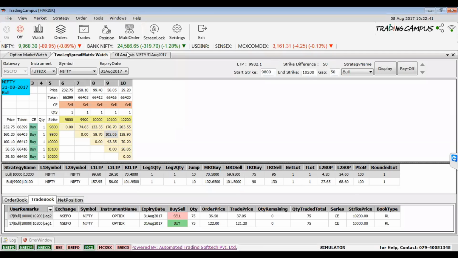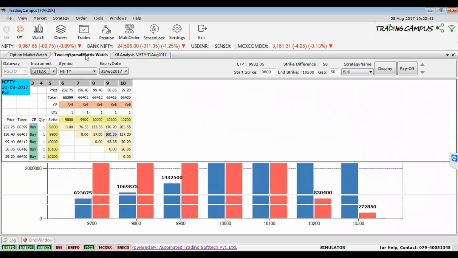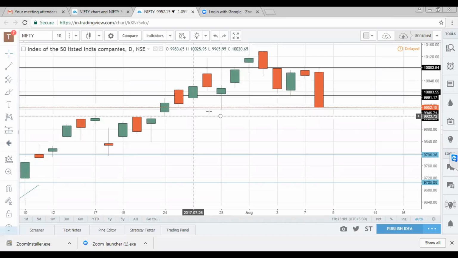Okay, so we have done a little bit of OI analysis and a little bit of bull spread. So these two things are there, and now let's go back to the chart. Pretty much we are satisfied. Yes, it is reaching our level of 9,950. That is what we wanted. Reaching our gap up zone, which we pointed out right in the morning.